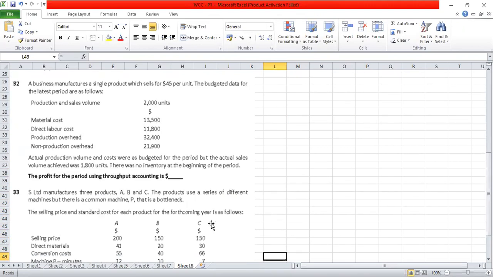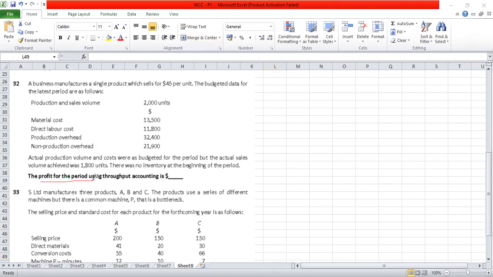Second is a business that manufactures a single product which sells for $45 per unit. The budgeted data for the latest period are as follows. We have production and sales given for 2,000 units, material cost is given, then labor cost, then production overhead, non-production overhead. Actual production volume and cost were as budgeted for the period, but the actual sales volume achieved was 1,800 units. There was no inventory at the beginning of the period. So here it is not just finding out the value of closing inventory, but the question is asking us to find out what is the profit for the period using throughput accounting.